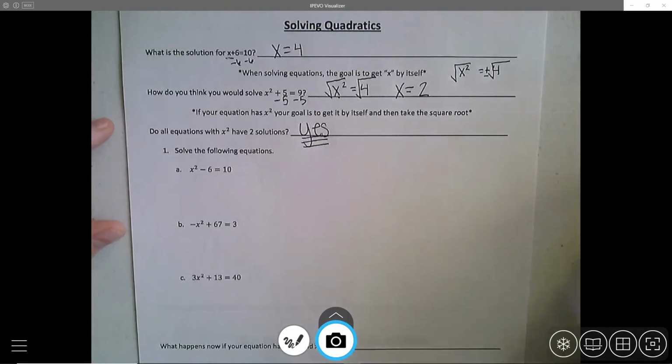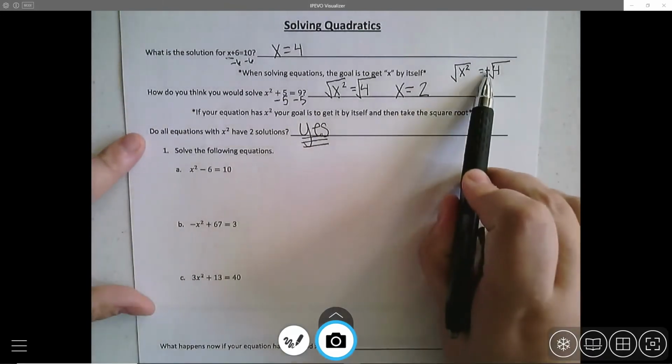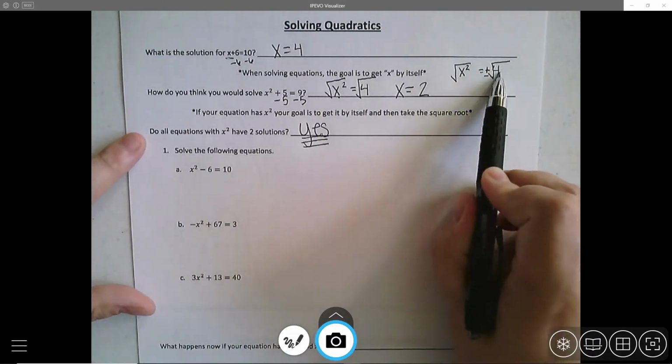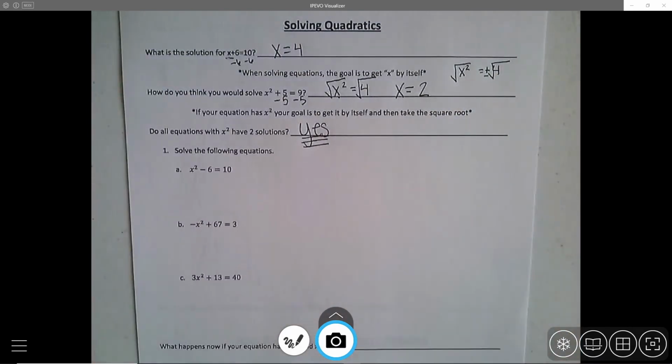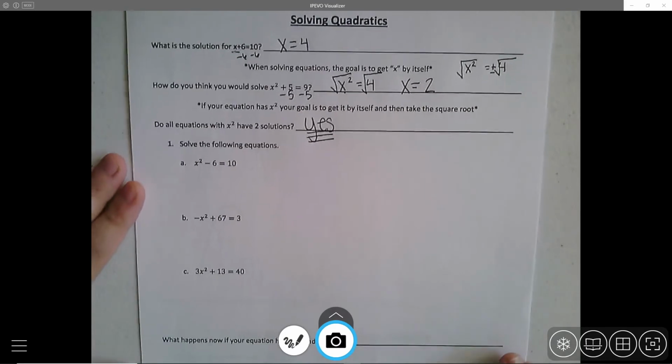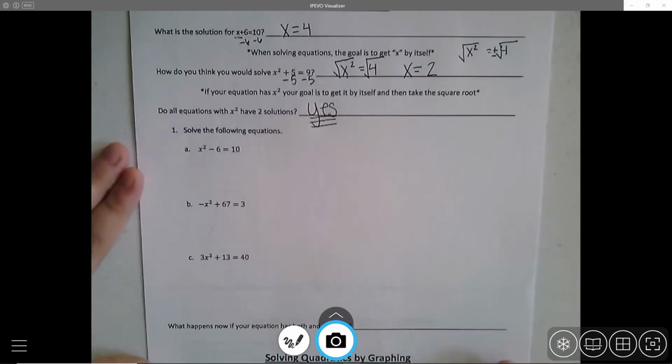It comes down to the idea of a positive times a positive will be a positive, and a negative times a negative will be a positive. You talk a little bit more about that in Algebra 2. I just want us to get into the habit to know anytime it's x squared, there are 2 solutions. But when you get into Algebra 2, you'll talk more about why and the concepts behind it. So we're going to solve these following equations where they have x squareds.